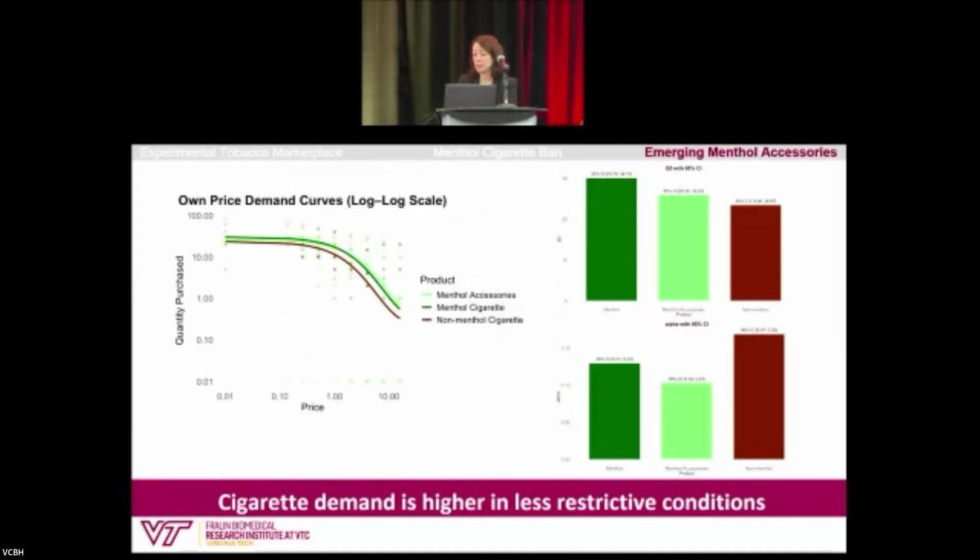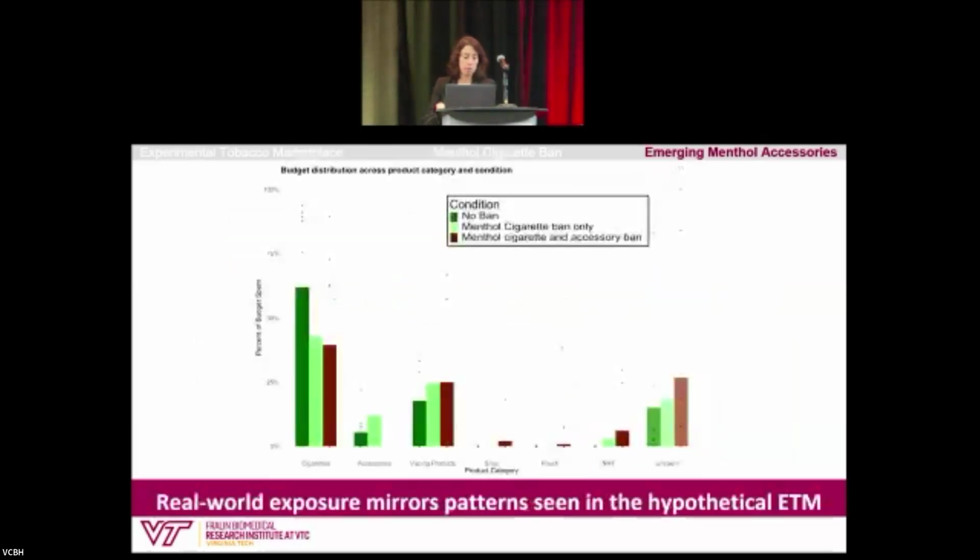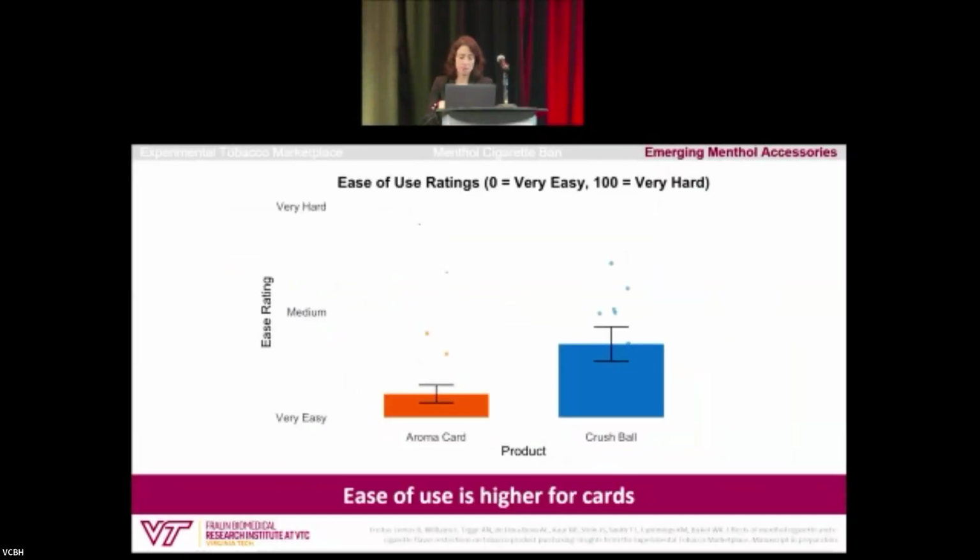When we look at the cigarette demand task, with all cigarettes alone, so these are single items, we just combine them in the figure. We see overall demand is higher in the less restrictive scenarios. And we are looking at Q0 on the top right and alpha on the bottom. And the ETM data so far mostly replicate the same orderly effects that we saw in the hypothetical task. So after actual product exposure, the patterns of use seem to persist.